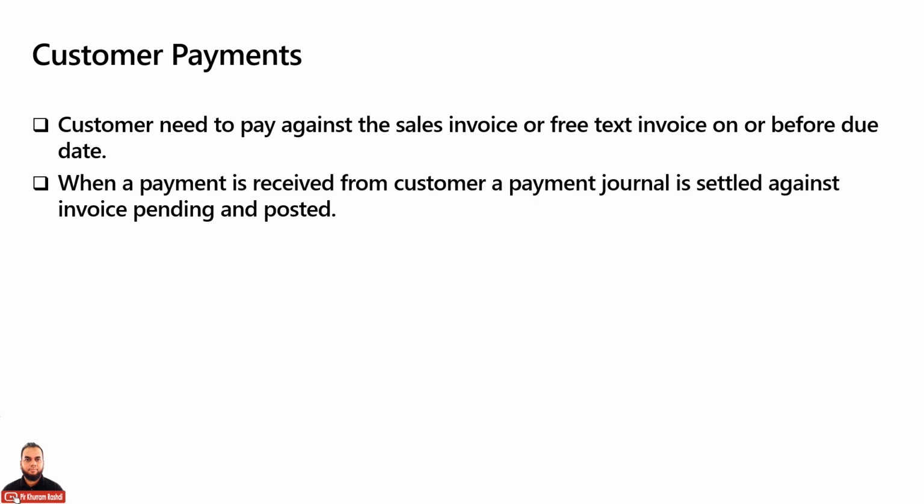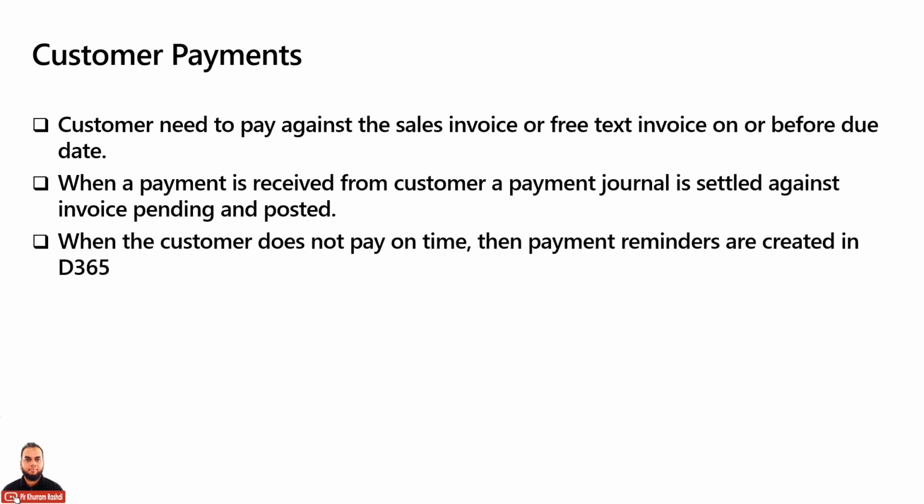When the payment is received from the customer, a payment journal is settled against the pending or posted invoice. This is a knocking off step where we can select any pending invoice at the time of payment, and those invoices can be knocked off at the time of receiving payment from the customer, which is in the payment journal. If the customer does not pay on time, then payment reminders can be created in Dynamics 365. And by that saying, in the last, we can now jump on to the demonstration part.